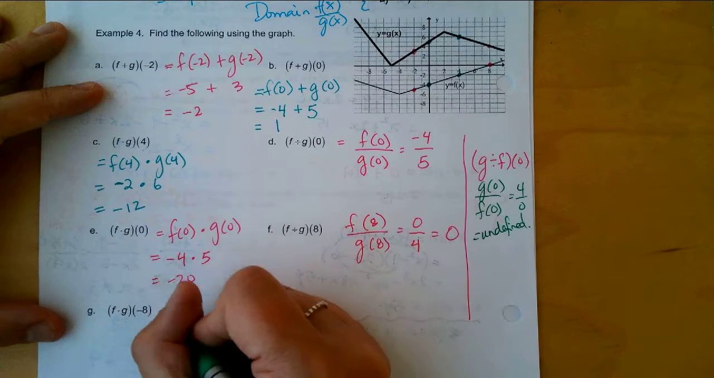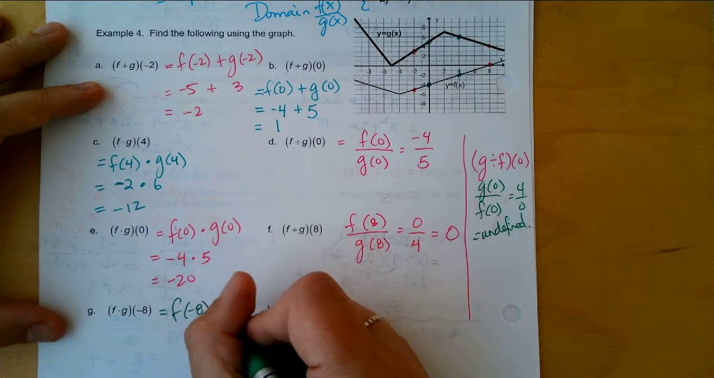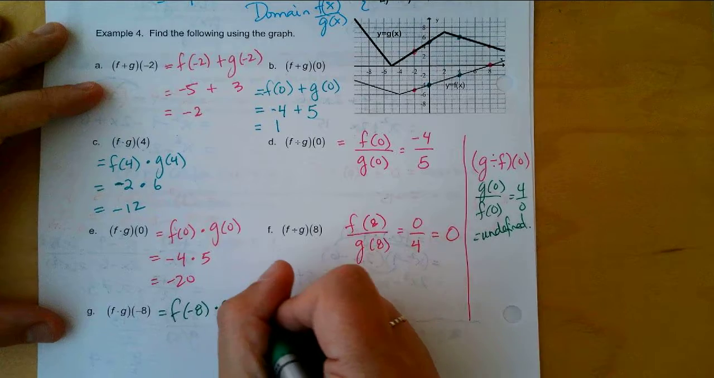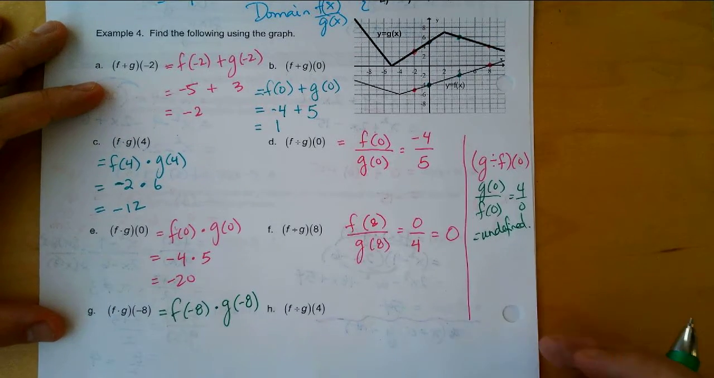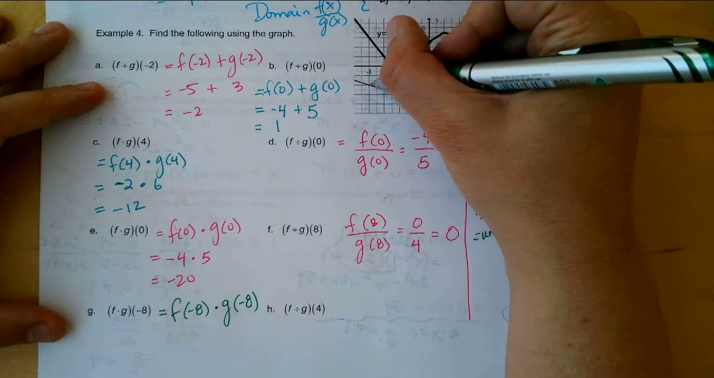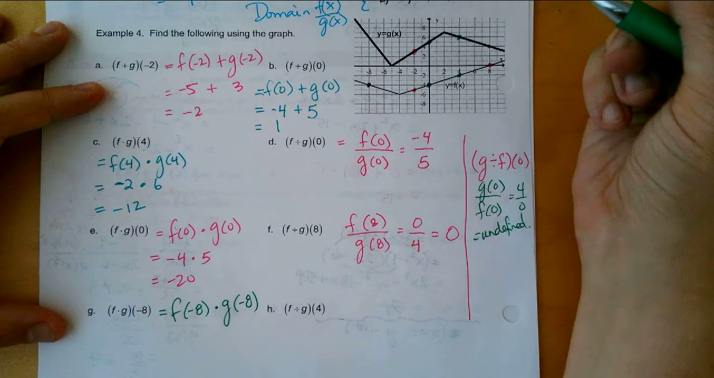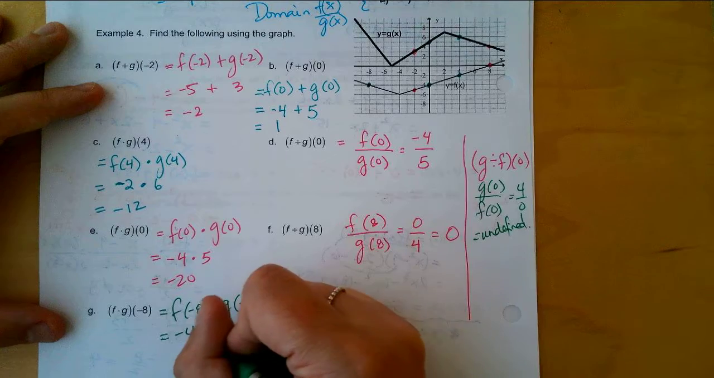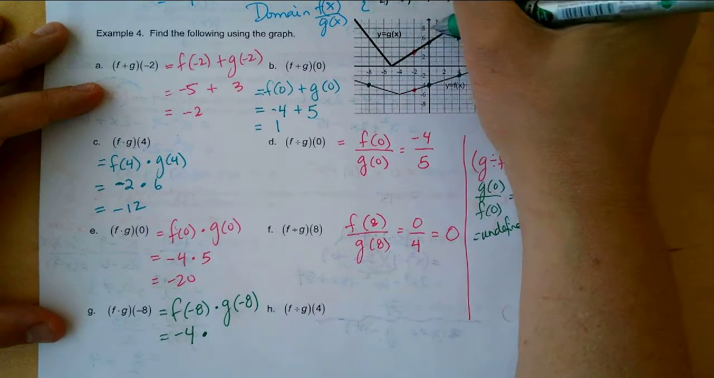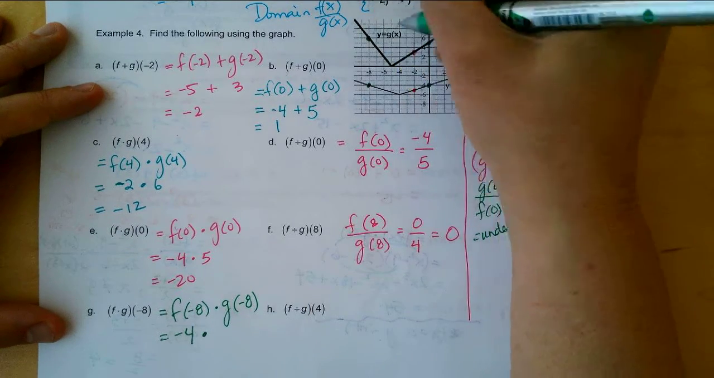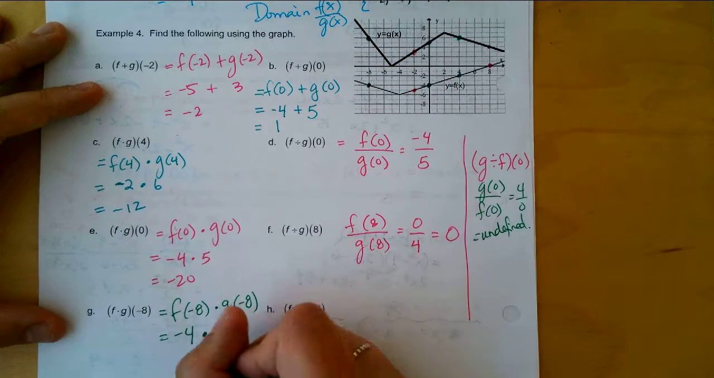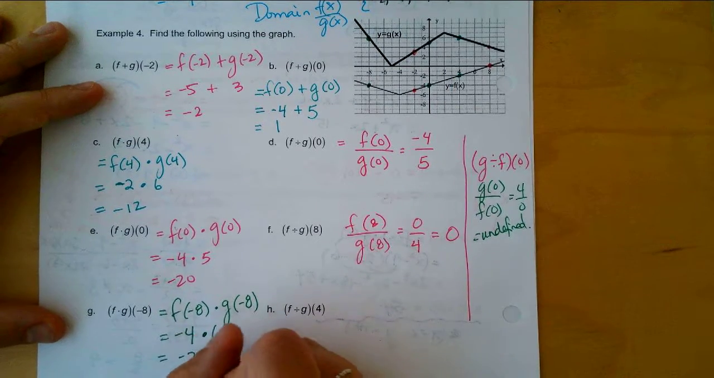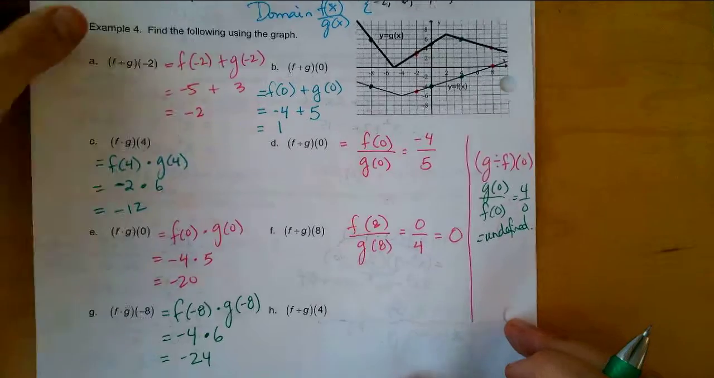Here we have f of -8 times g of -8. So f of -8, if I go over here, f of -8 is, did you get -4? And we're going to multiply that by g of -8. G of -8 all the way over here is that 6? Did you get the same thing, -24?